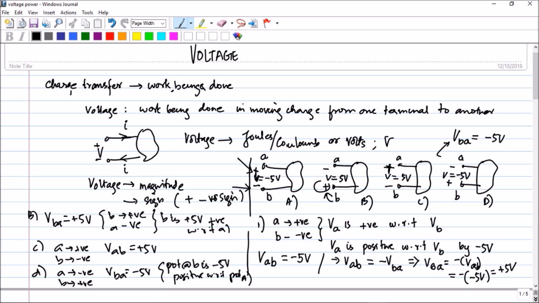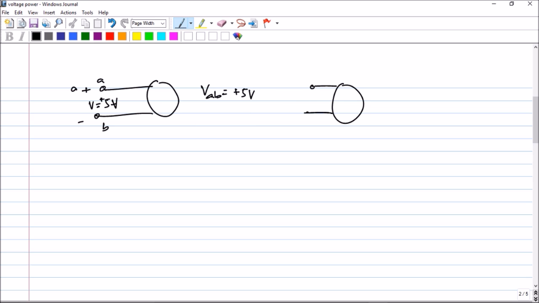Now let me just summarize all these things into one drawing here. Let me get to the next page. You have a terminal A and a terminal B. It's just like this, and VB is equal to plus 5 volt. So what do you put? VA with respect to B is equal to plus 5 volt. Now let us have another case here. This is A terminal, this is B terminal, this is plus, this is minus, and VB is given to be minus 5 volt.